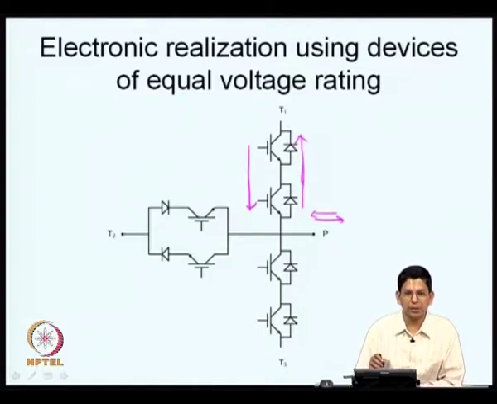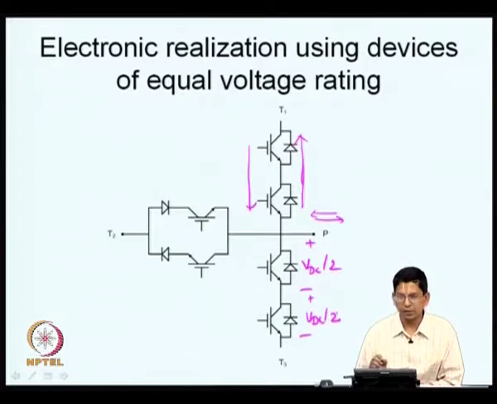We are presuming that P and T1 are now connected, and the bottom devices can be blocking potential of VDC by 2 each like this. Of course, this presumes that the voltage is shared more or less equally, but which need not be the case now. To some extent, a multi-level converter's configuration can help, which we will see now.